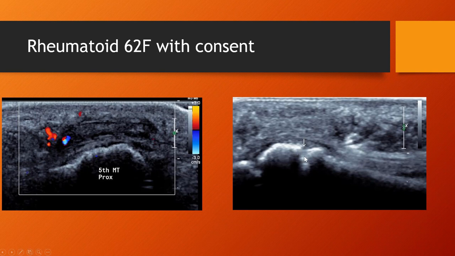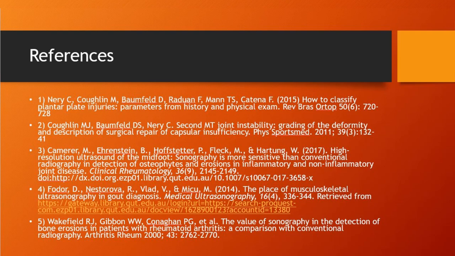True to form, her erosions are lateral, and she also has this soft tissue amorphous sort of lump, very ill-defined, with some blood flow, which looks like an adventitial bursitis, but it's not. It's a rheumatoid nodule, and true to form, it's not communicating with the joint. It's just overlying the bone. So that brings me to the end, and here are our references for this lecture.